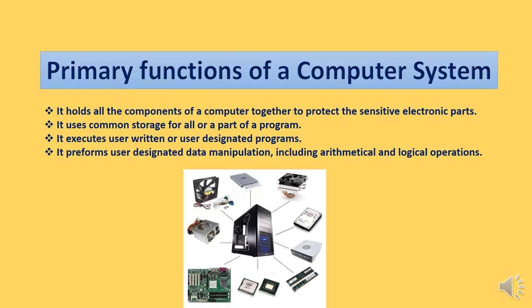Primary functions of a computer system. First point, it holds all the components of a computer together to protect the sensitive electronic parts. Now dear students, as you can see on the screen, a CPU contains many components. For example, hard disk, motherboard, processor, RAM, CD/DVD drive, SMPS, that is the power supply, etc. Now all these things are assembled together to make a single CPU.